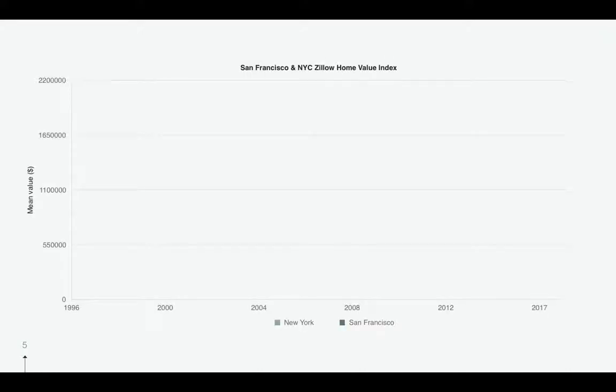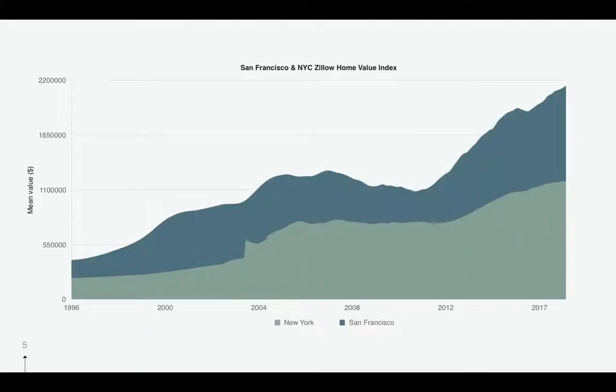First, we want to see how San Francisco and New York City mean Zillow Home Value Index behaves throughout our time period. You can see a few things from this graph. We can see that San Francisco, which is the darker color, has higher average home prices compared to New York City. We can also see that from 2008 to 2012, following the housing bubble crisis, San Francisco suffered a little bit more of a decrease in home prices when New York City's prices remained mostly flat.